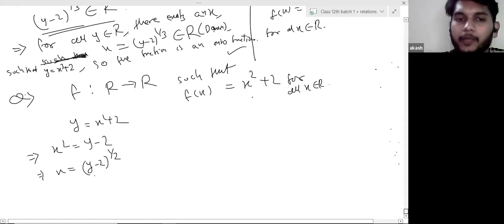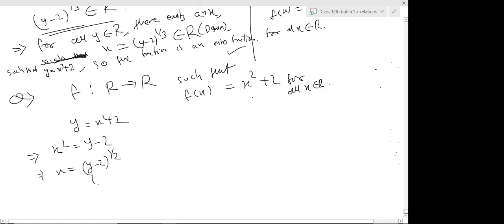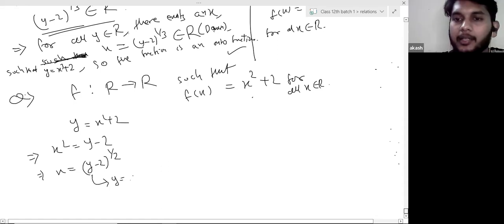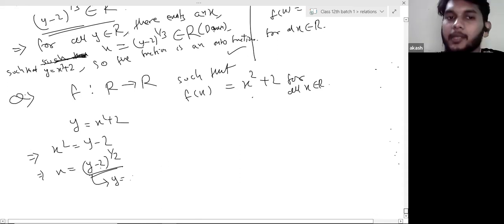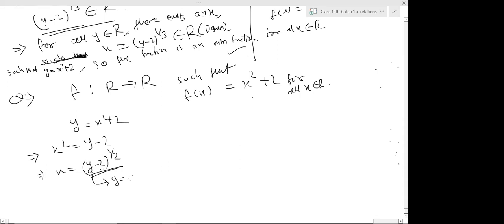So it cannot be onto. And when will you find imaginary numbers? When you put y equal to a negative number, right? If you put y as a negative number, then you will get imaginary numbers. Otherwise, that is okay. If you put y equals to 6, then 6 minus 2 is 4, 4 under root is 2. That is okay, right? Yes, sir. So that you have to write.